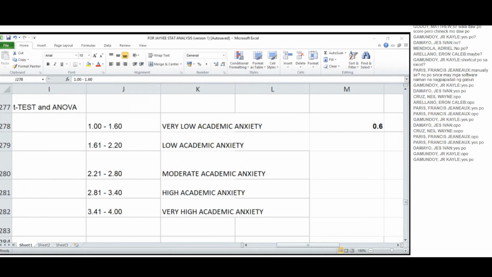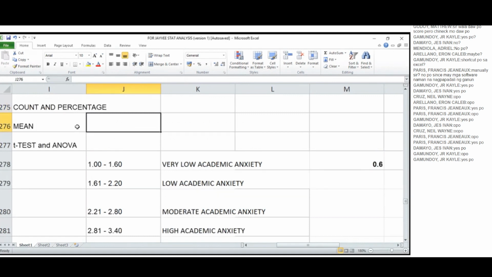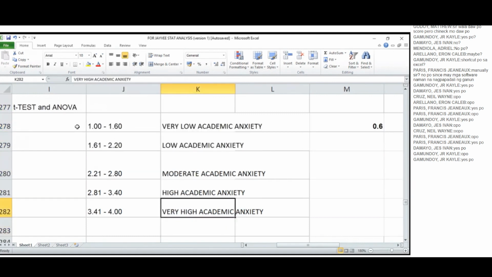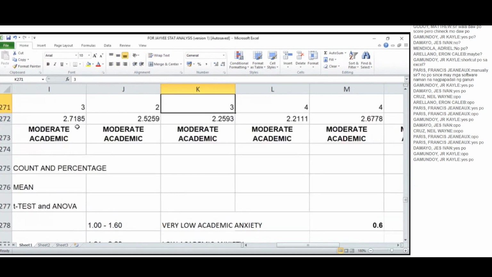1 to 1.6. Then, of course, you will not start with 1.6 on the next level, kasi yung 1.6 ay nandoon na sa range nung una mo. So you will start with 1.61, 2.2, and so on and so forth. Basically, we're just adding 0.6 on every end of the range. Saan nakukuha tong range? Very low to very high. Usually, you can get this from your related literatures. So ito na yan.